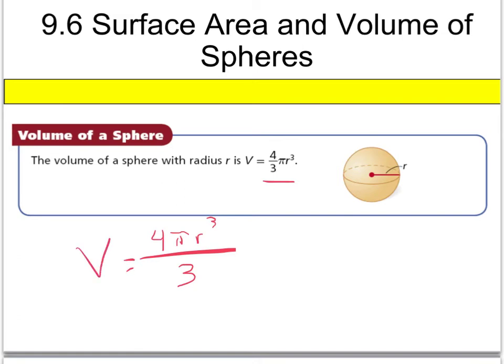So it doesn't matter if you want to type in 4 divided by 3, then multiply it straight across. That's okay. Otherwise, multiply 4 straight across, then divide your answer by 3.